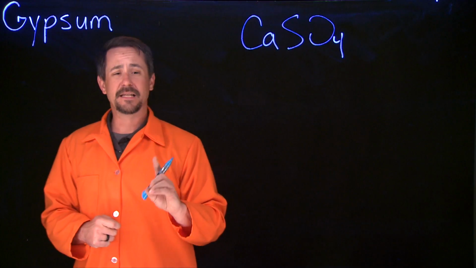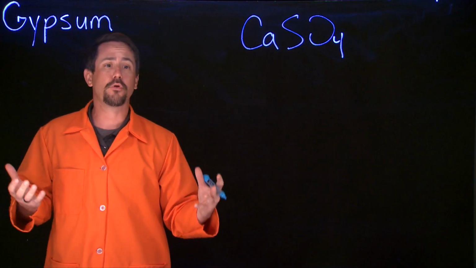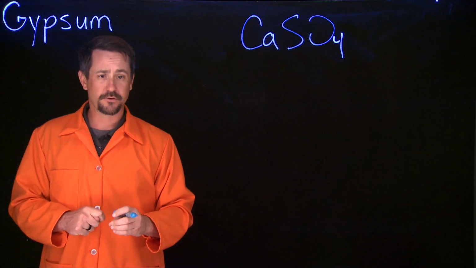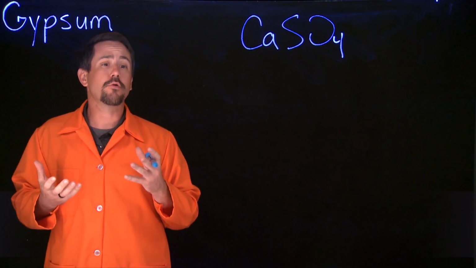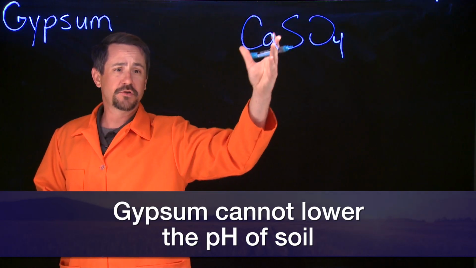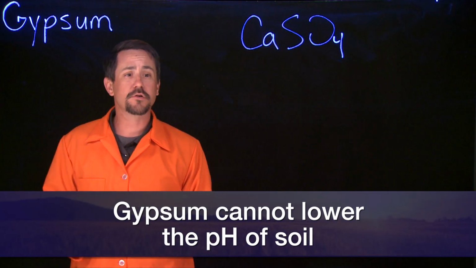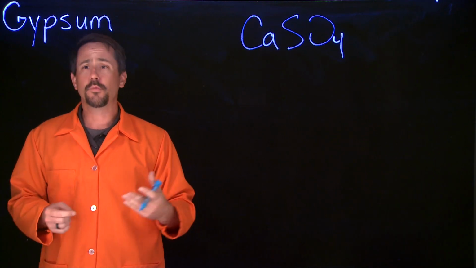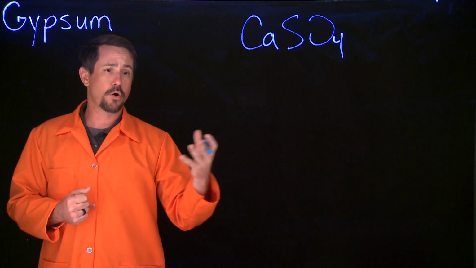Now, one thing that I try to correct people on is using gypsum to lower soil pH. This is just not correct. It's not accurate. Gypsum, calcium sulfate, is applied thinking it will lower soil pH because it has sulfur in it. Unfortunately, that's not how it works. We use elemental sulfur to lower soil pH.